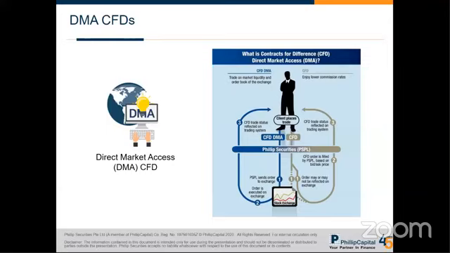Whereas for CFD DMA, you can actually see your orders on the exchange order book, such as using the market depth and time and sales. Your order is sent via Phillip Securities to the exchange directly. And then the order status, such as done, rejected, or withdrawn, will be reflected on your Poems platform as well.